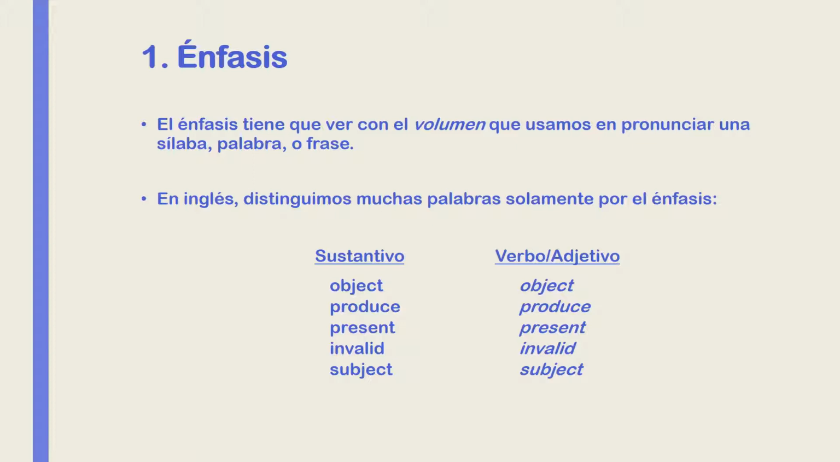Invalid is a thing, person. Invalid is an adjective. That's a good one to show you the difference. Invalid, invalid. So they have all the same letters. You're mostly pronouncing each individual letter the same, but you're putting extra emphasis on a different syllable. And the last one there, a subject as a noun, but subject as a verb.